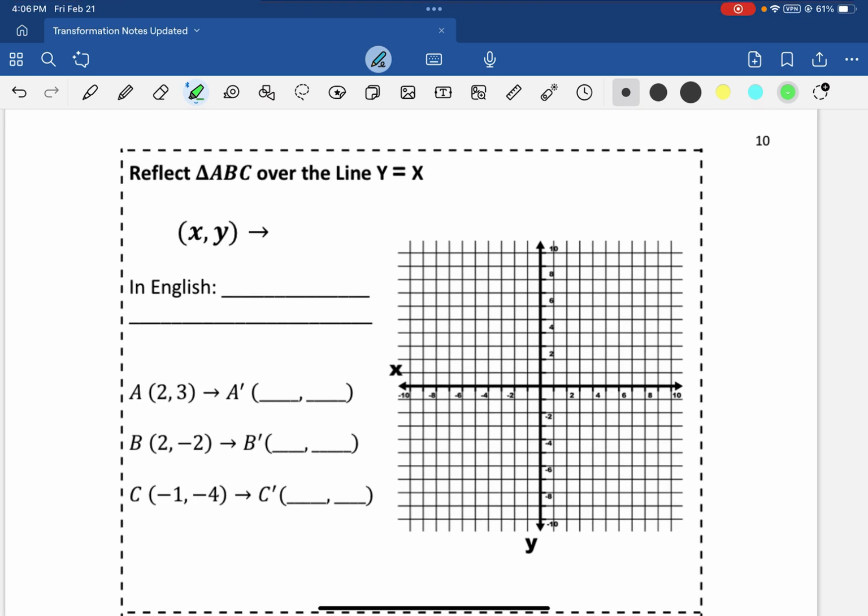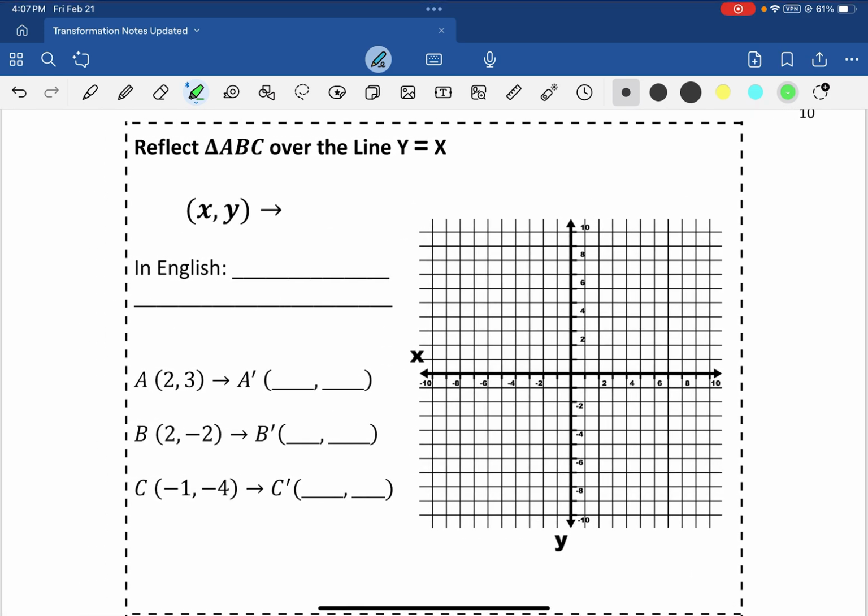There's another example, except here, it says to reflect ABC over the line y equals x. Now, let's think about this. We know how to do this. Y equals x also means y equals 1x plus 0 in slope-intercept form. So let's just graph this right here. 1x plus 0. That means that I know my y-intercept is 0, so I'm going to put a point there.